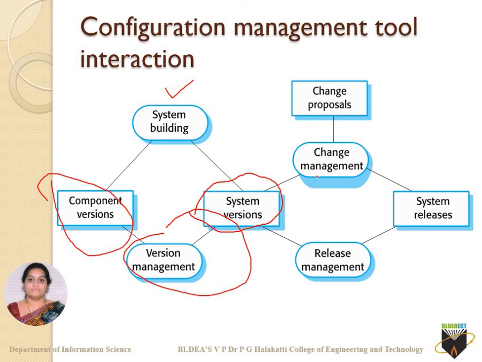For these system versions, if any change is required, for those changes I'll be going through the change proposals, and only for those change proposals I'll be managing the changes. Whenever I manage it, I'll be managing the releases also. If one change is observed, I'll not directly make that change and release it. Ultimately I'll go through that also, and later at the last I'll be releasing the system releases.